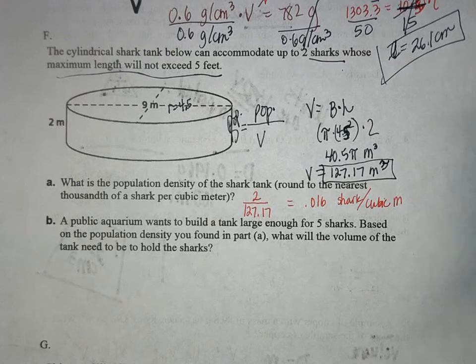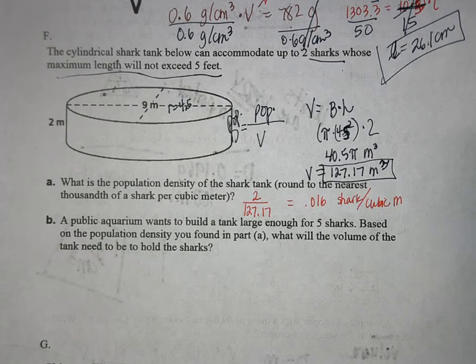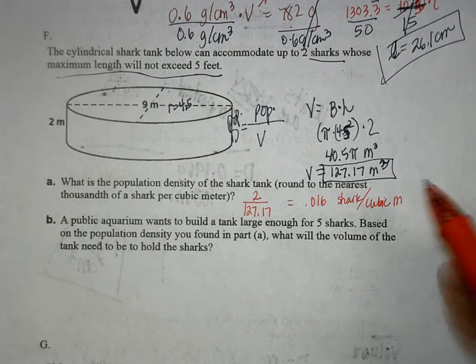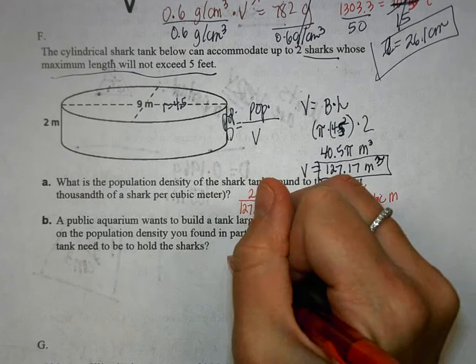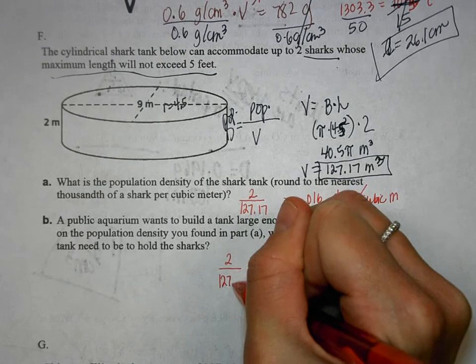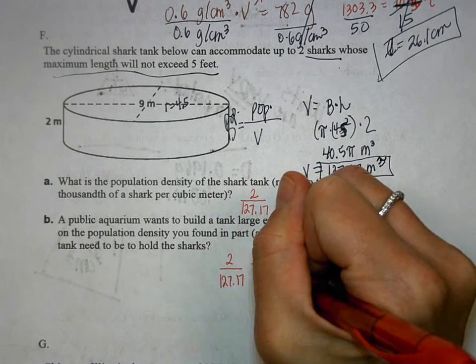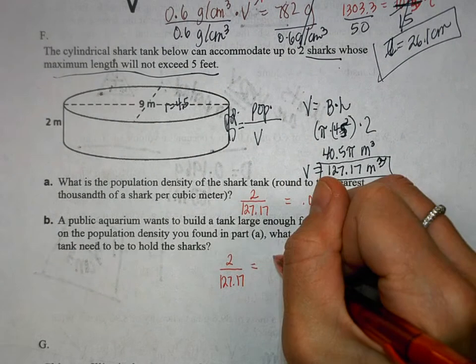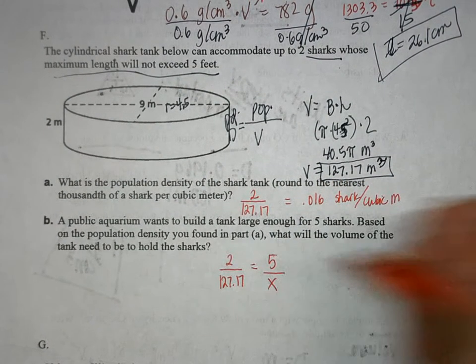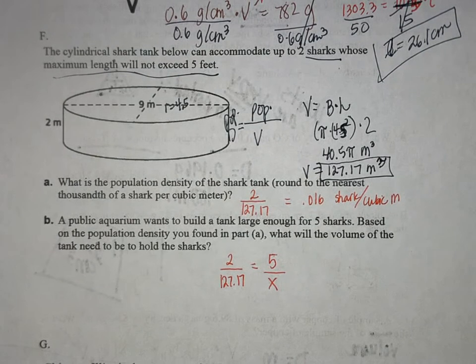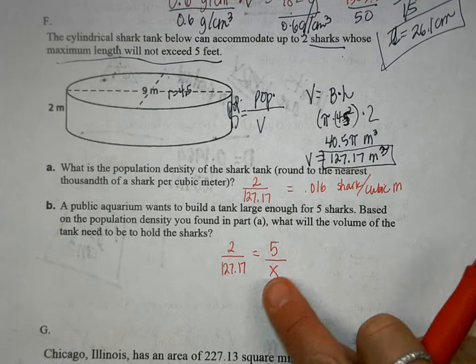Okay, the next one now says a public aquarium wants to build a tank large enough for 5 sharks. Based on the population density you found in part A, what will the volume of the tank need to be to hold the sharks? There's more than one way of doing these problems, but for this one I want to keep it as a proportion because we're going to end up working with proportions more. Since I know this density is 2 sharks divided by 127.17 cubic meters, I'm going to set that equal to a tank with 5 sharks, and we want to know how many cubic meters we need.